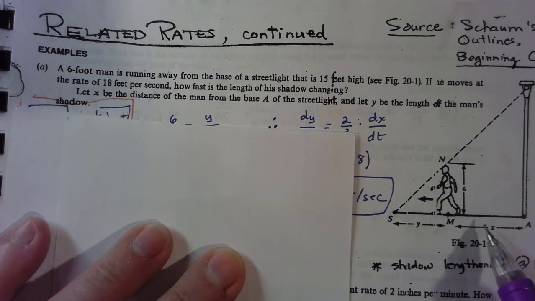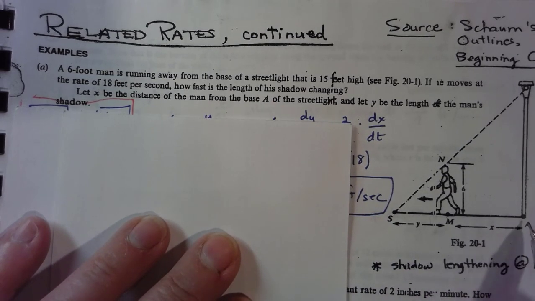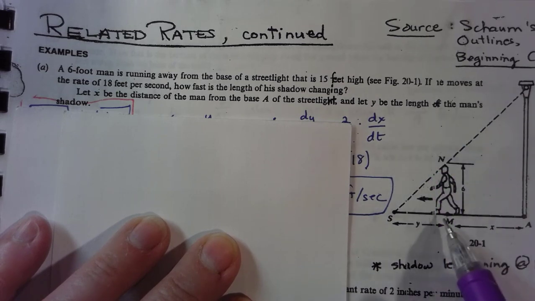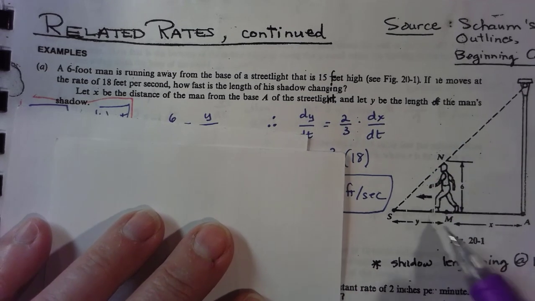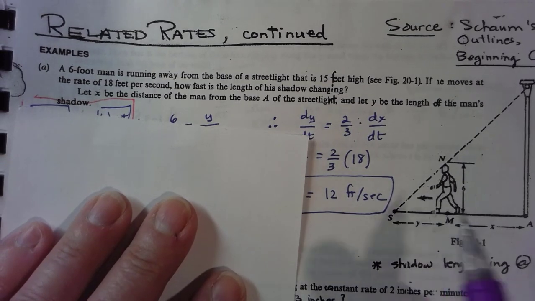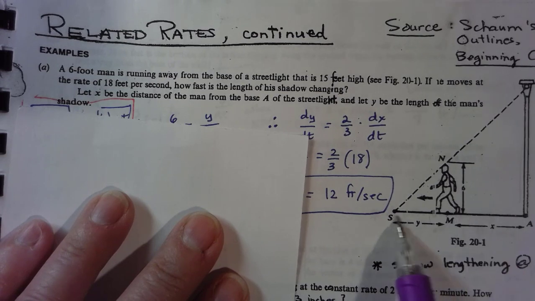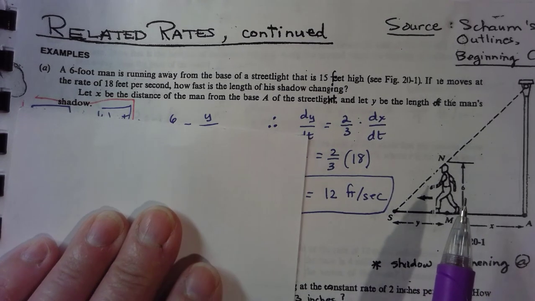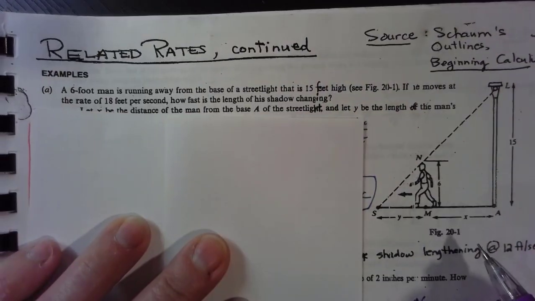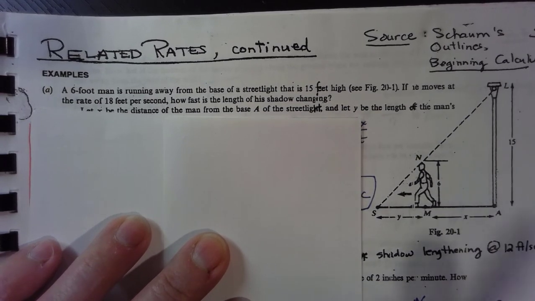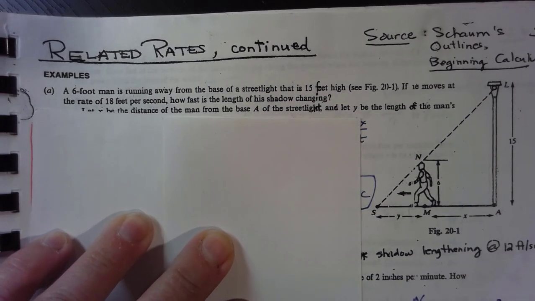Now let's let x be the distance the man is from the base of the streetlight, and let y be the length of the man's shadow. Well, first of all, how could I relate x and y? Do you see the similar triangles hiding in this picture? In similar triangles, you learned that 6 to 15 would equal y to the whole thing, x plus y. So similar triangles are going to be a pretty important idea here. That's one way to think about this problem.